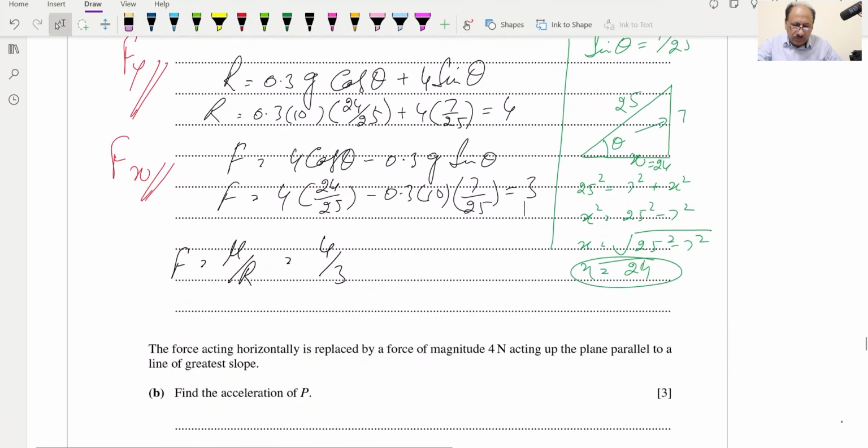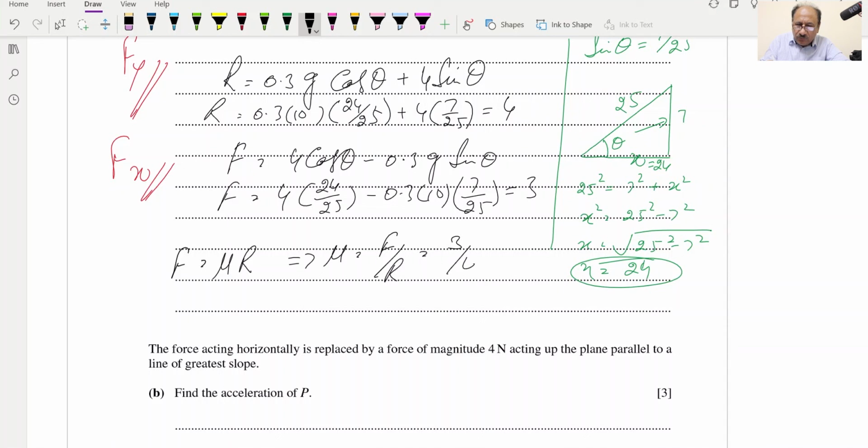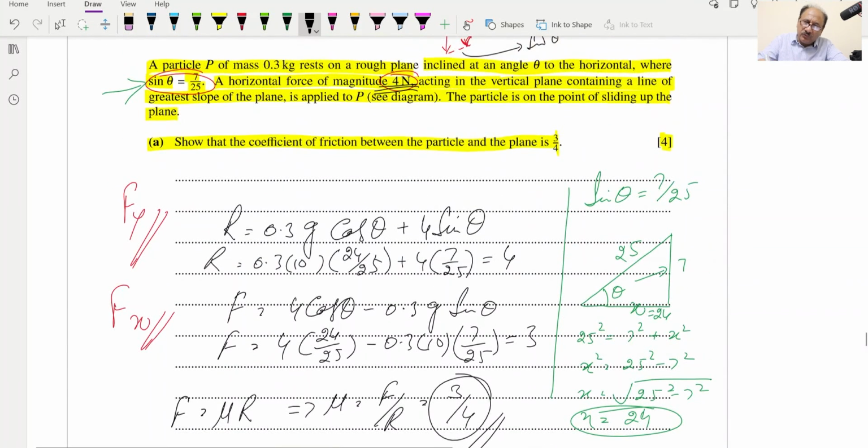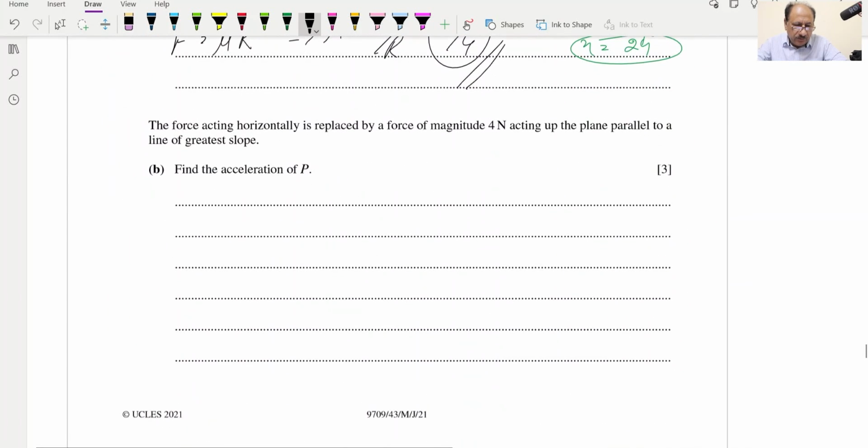Now hopefully you understood each and everything, and this will be equal to F over R. So this is our equation. We need to find the value of mu. F is equal to mu R, so mu is equal to F over R, and F is 3 and R is 4, so 3 by 4 will be our coefficient of friction which we had to prove. So this one is done, 3 by 4.